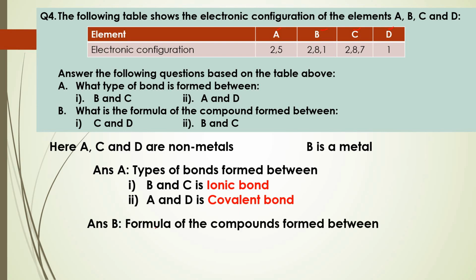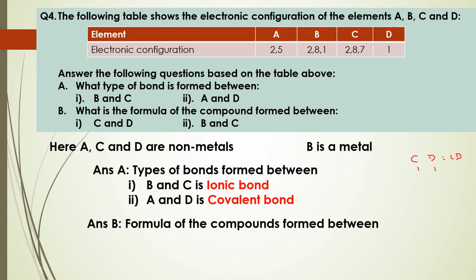Let's go to question number B. Formula of the compounds formed between number 1, C and D. So C is having valency 1, and D also has valency 1. Both have valency 1, so it will be C1 D1. So it will be CD, correct? CD. But over here we have to see their electronegativities.